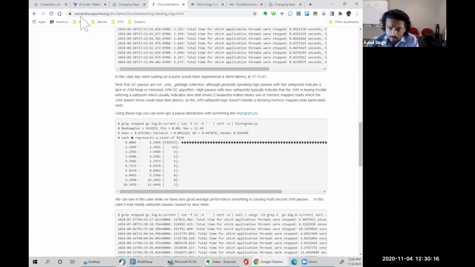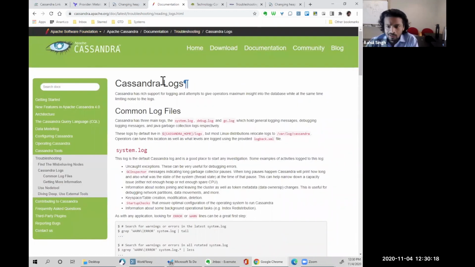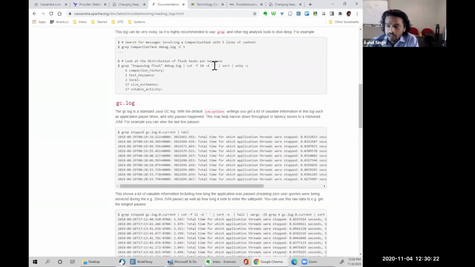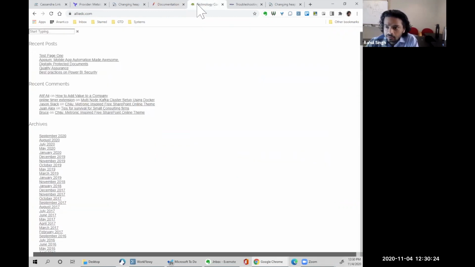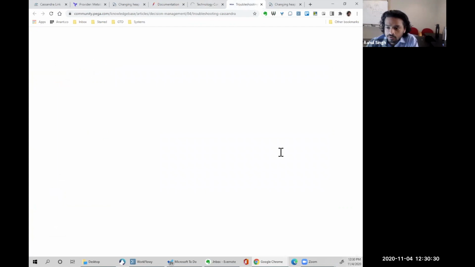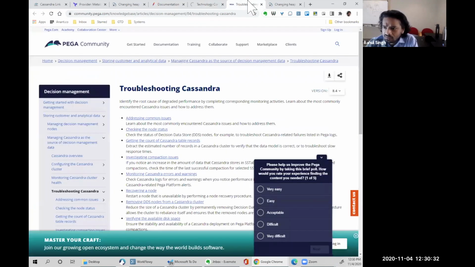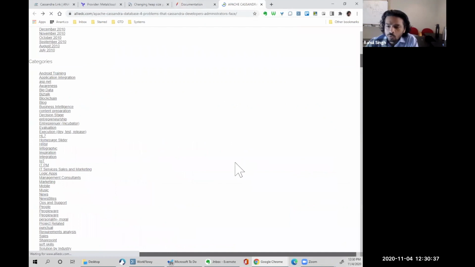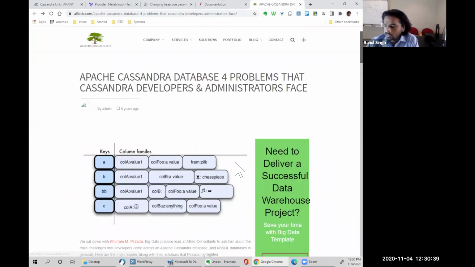So this is on Cassandra.apache.org. It's a great starting point to see what type of messages are happening. There's an article specifically on this website that I wanted to show. This is not helpful, let me get rid of this. So essentially, these three logs are going to help you understand what's happening.